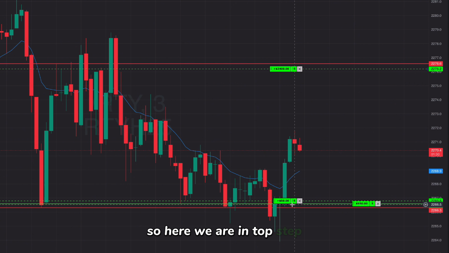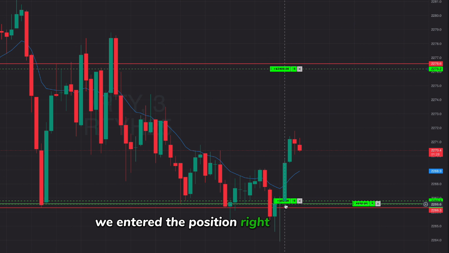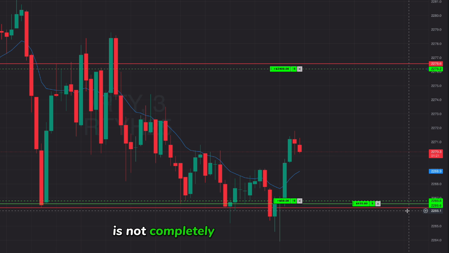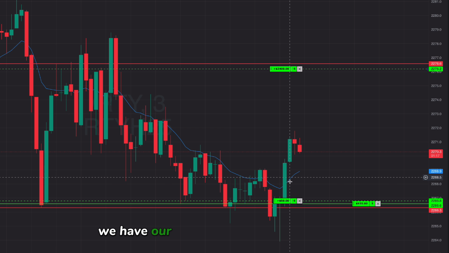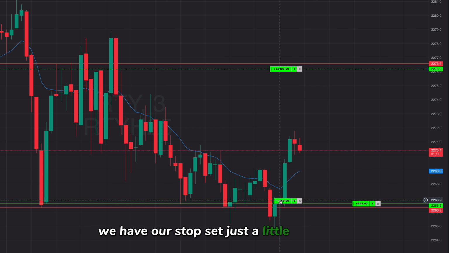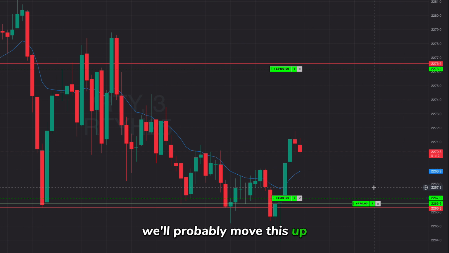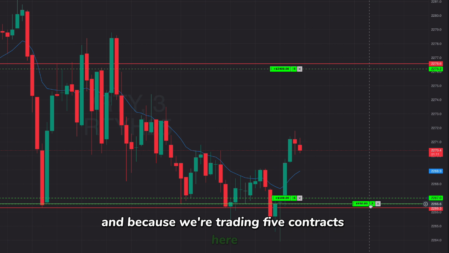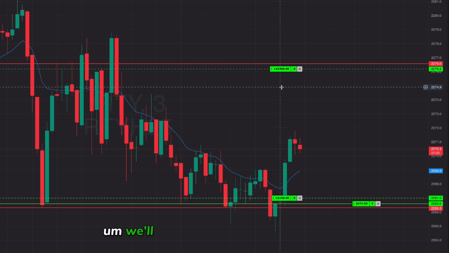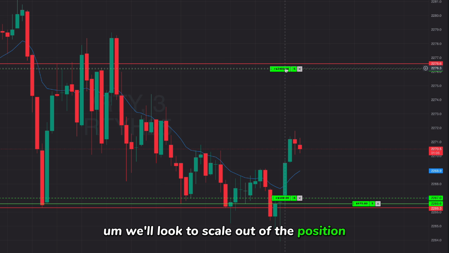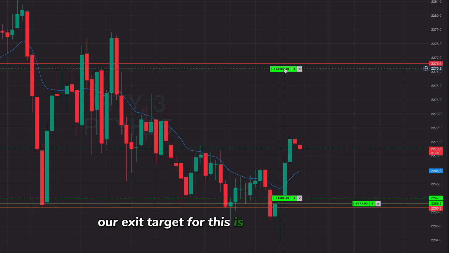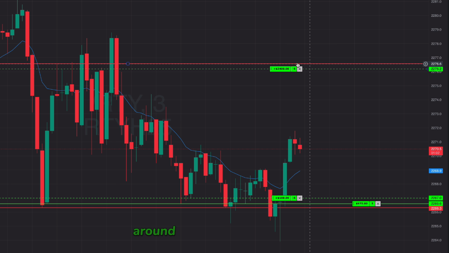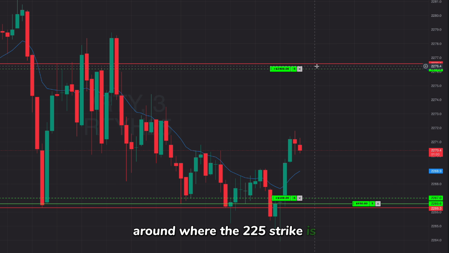So here we are in Top Step. We entered the position right above the 224 strike. This line is drawn, is not completely and totally accurate, but it works. We have our stop set just a little bit higher. We'll probably move this up, and because we're trading 5 contracts here, we'll look to scale out of the position. Now our exit target for this is going to be right up here around where the 225 strike is.